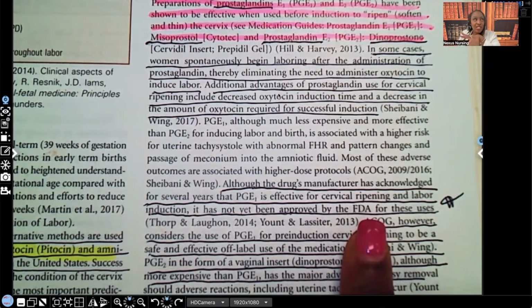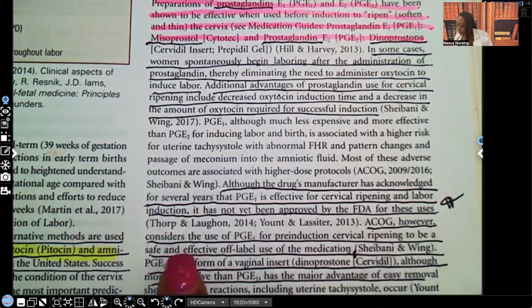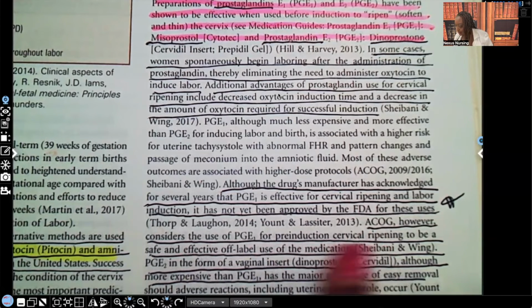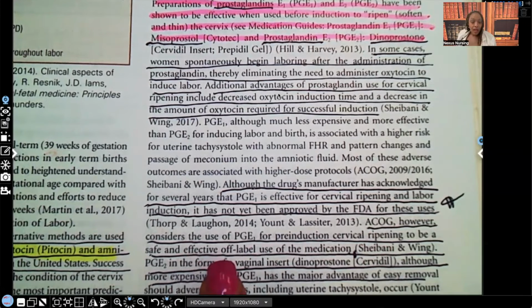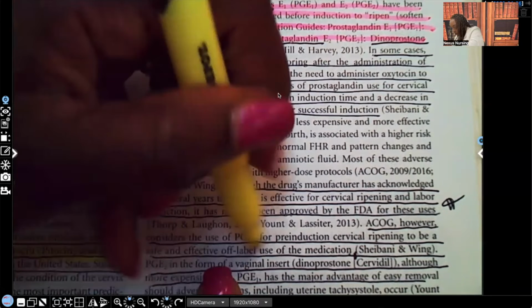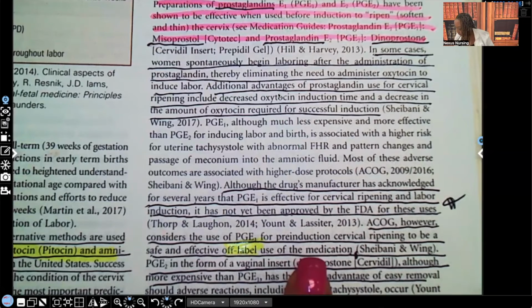Remember, in pharmacology, you learned about off-label uses, when you're using one medication for an indication that has not been approved by the FDA. That's one of them. You need to know that. All right. ACOG, however, considers the use of prostaglandin for pre-induction cervical ripening to be a safe and effective off-label use of medication. You guys need to know that.